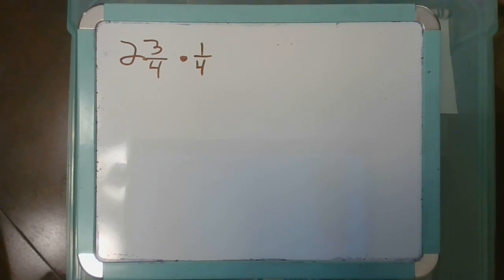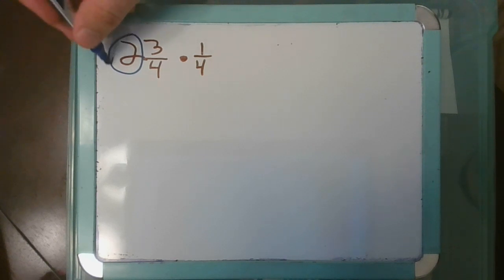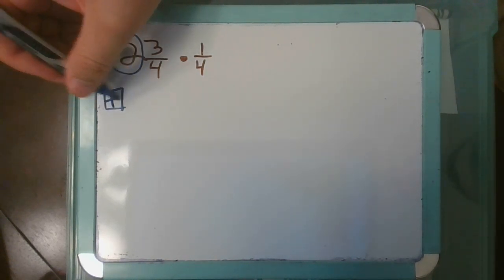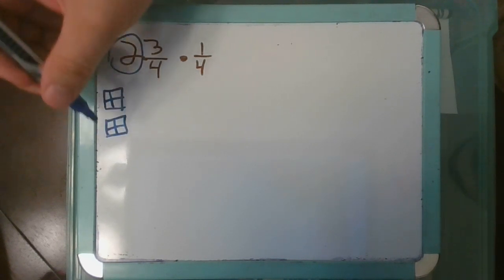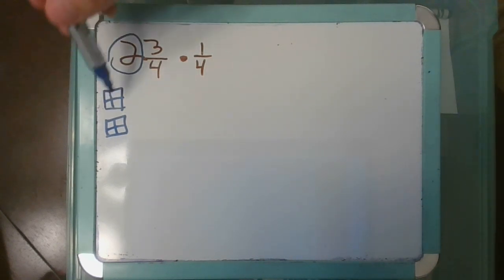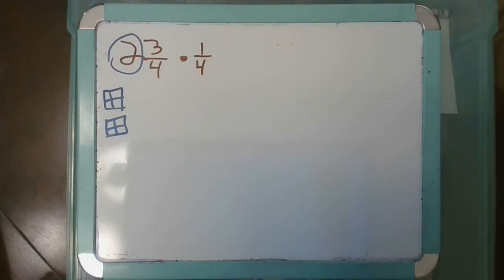Instead of breaking things apart, I could take the 2 3/4 and change it into an improper fraction instead of the mixed number it is now. So for the 2 3/4, I need to take this 2 and change it into the fraction denominator we have here, into fourths. I could draw a quick picture: here's 2 wholes. If I break it up into 4, it makes 4, 8. It makes 8 fourths.